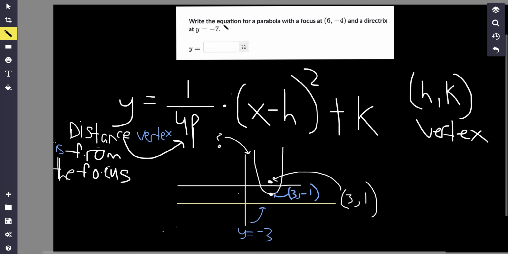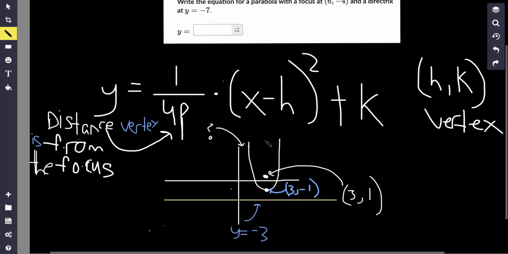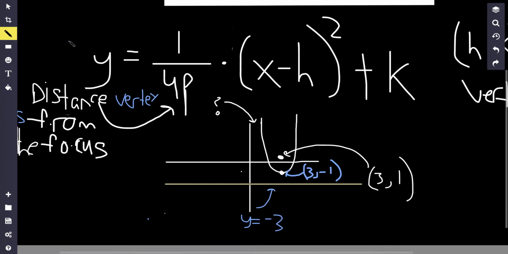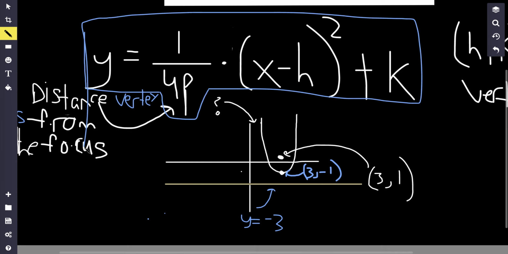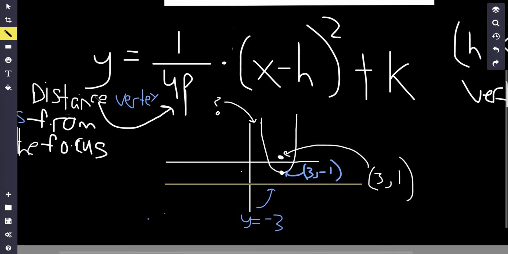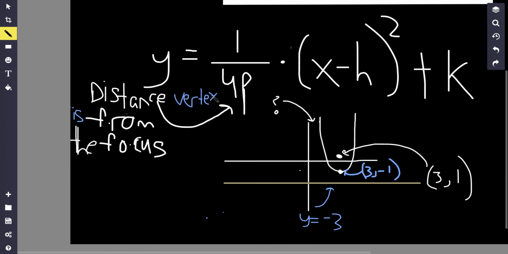For example, if I wanted to write the equation for a parabola with a focus at (6, -4) and a directrix at y = -7, how can I solve this? The thing you need to know is that you've got to memorize this formula. Sorry if this is really long. I didn't create this. We have y = 1/(4p), where p is the distance the vertex of our parabola is from the focus.